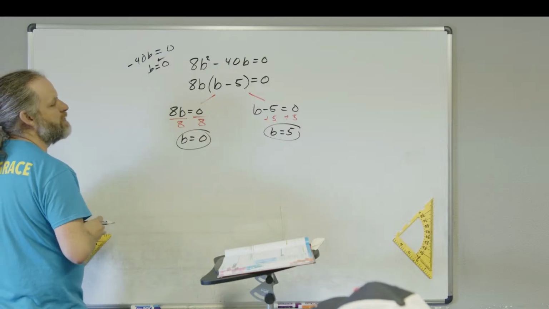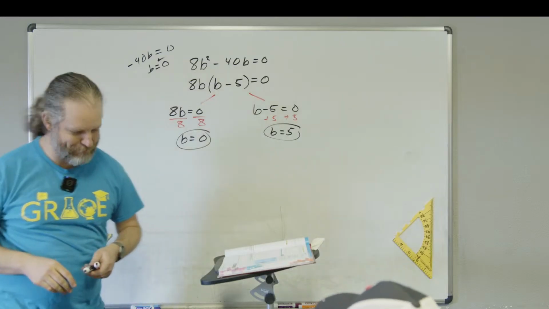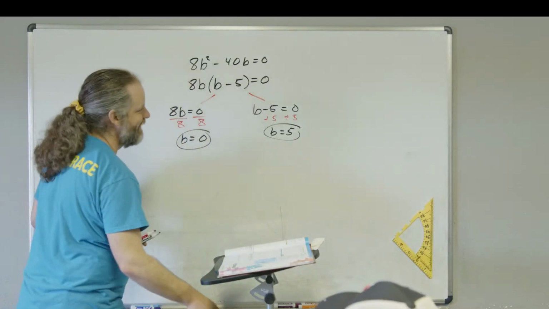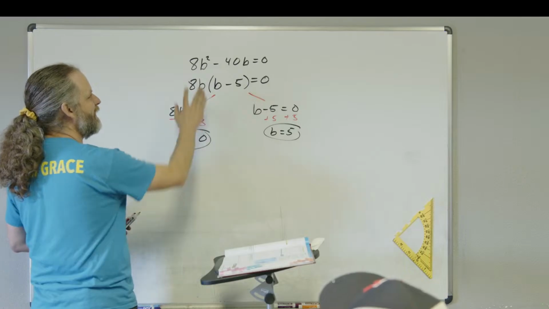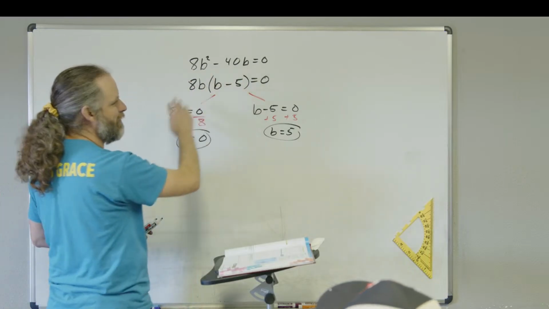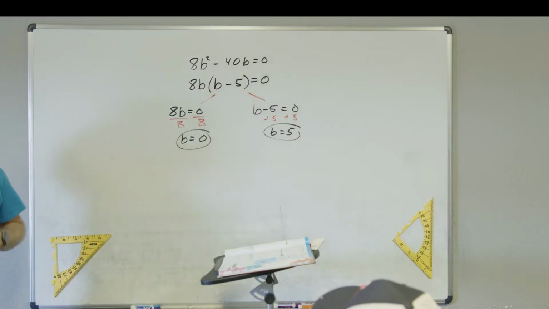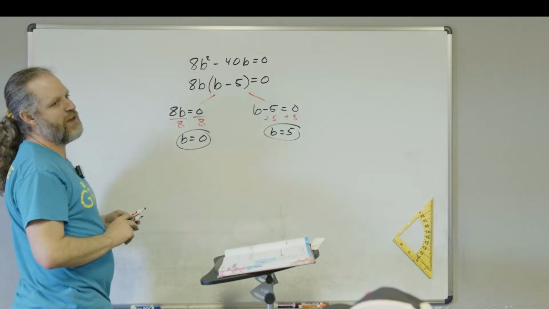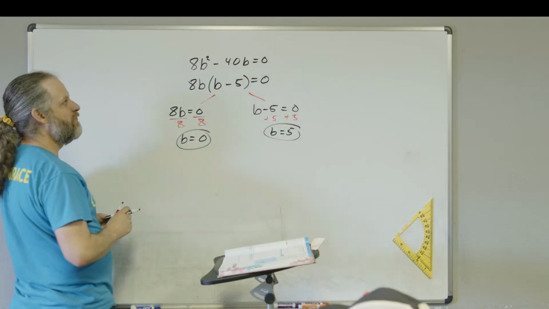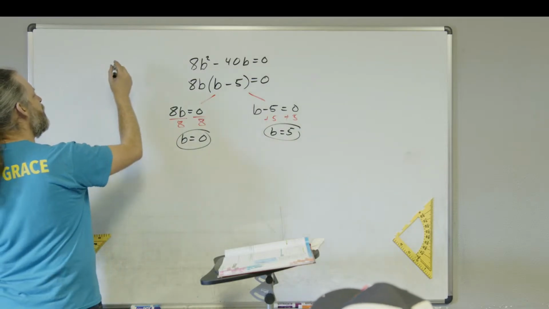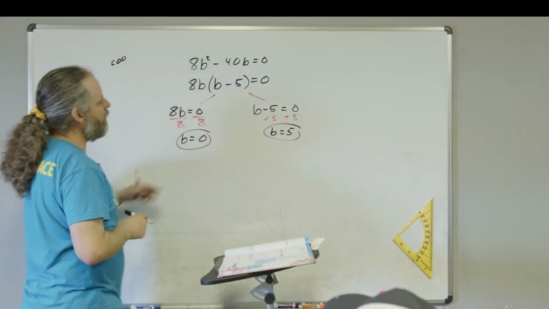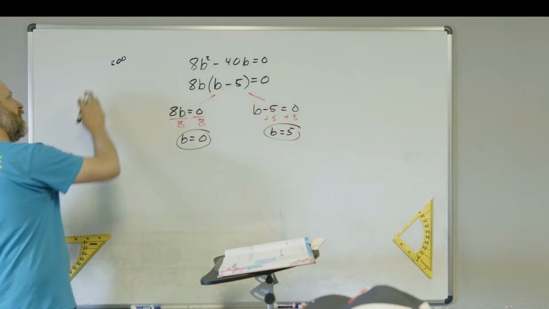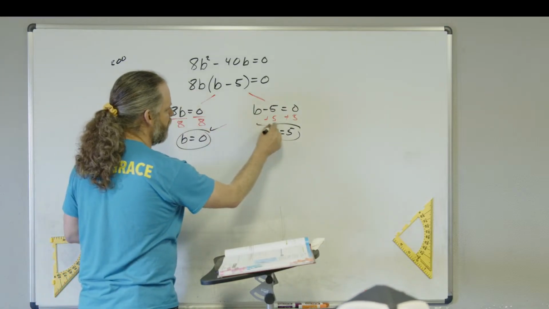What am I saying? No, I don't know why I left a 0. If we put a 0 here and a 0 here, this 0 times this is 0, 0 minus 0 is 0, and 0 equals 0. It works. If we put a 5 in here, 5 squared is 25. What's 25 times 8? 200, right? So we've got 200, and then what is negative 40 times 5? Negative 200. 200 minus 200 is 0. So they both work.